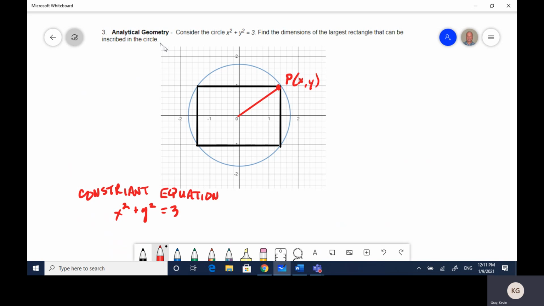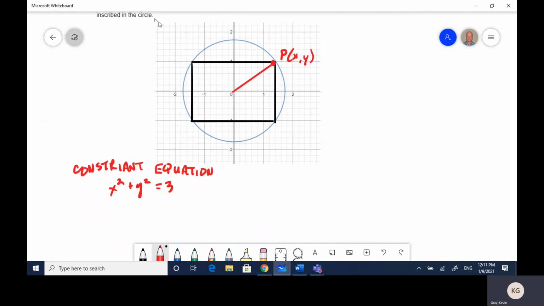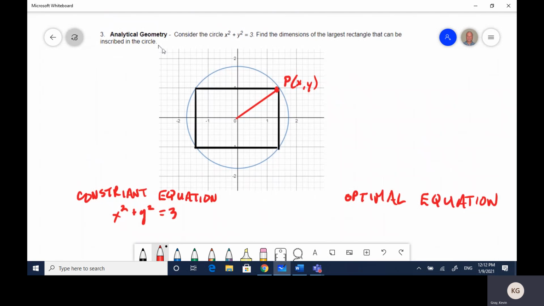The inscribed rectangle in black, shown in the diagram, is under the constraint that it has to be inside this circle. Okay, and our optimal equation is the one we're going to try and develop, take the derivative of, set equal to 0, and solve. But we have to work this constraint equation in. Basically the idea is I've got to find the area of this black outlined rectangle inside my circle, and I want to find dimensions such that I have the largest rectangle.